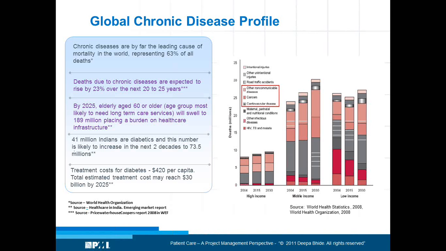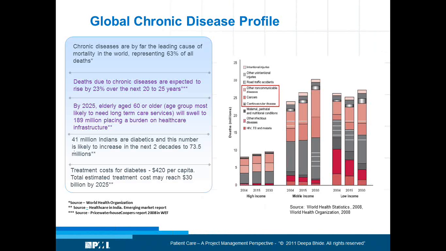According to another report, there are 41 million diabetics in India, and this number is likely to increase in the next 2 decades to cross over 73 million. Elderly aged 60 or older, the age group that is most likely to need coordinated and long-term care services, will swell to about 190 million. Thus, there is and will be a huge stress on healthcare infrastructure that will challenge the systems in many ways. The slide reinforces the need to understand and reevaluate our current healthcare system needs and look for opportunities for improvement in delivery and infrastructure, and more so for the burdening chronic diseases who always need a coordinated and planned care.